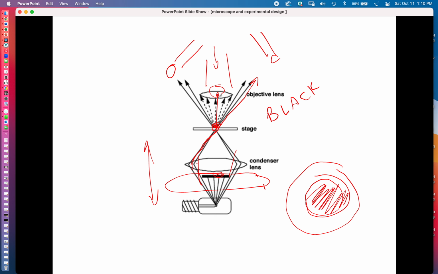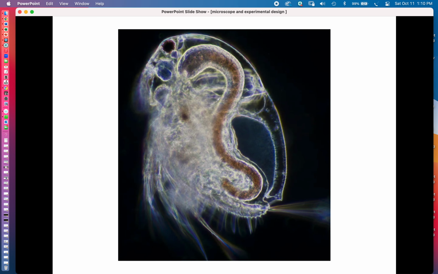And one of the most important features of the view is that you can sometimes see things in dark field that are too thin to resolve to see as individual items in regular bright field. And so that's our first example of modifying this.